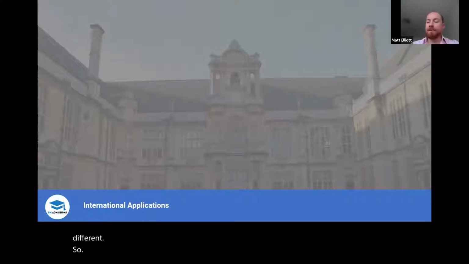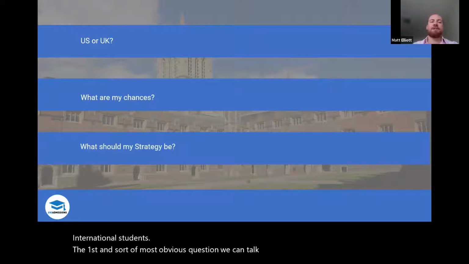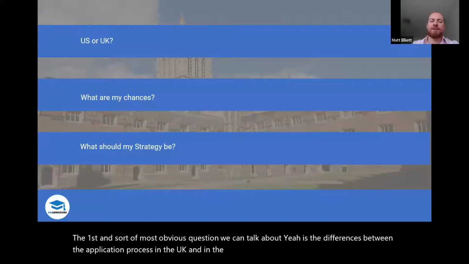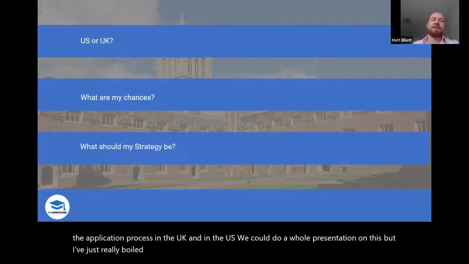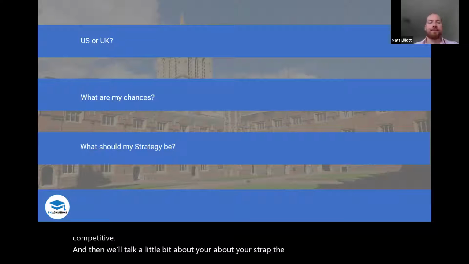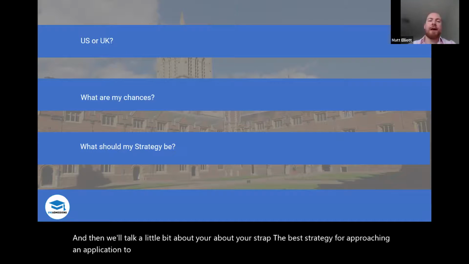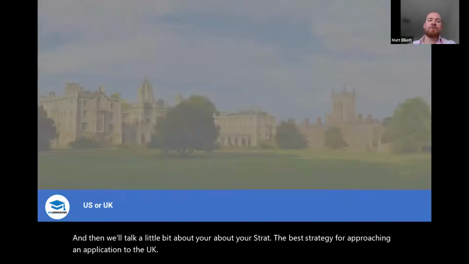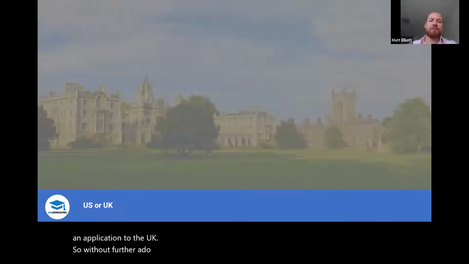International students. The first and sort of most obvious question we can talk about is the differences between the application process in the UK and in the US. We could do a whole presentation on this, but I've just really boiled it down to the simple little things here. We'll then talk a little bit about what your chances of getting admissions are, which subjects are more or less competitive, and then we'll talk a little bit about the best strategy for approaching an application to the UK. So without further ado, we talk about the differences between the US and the UK application process.